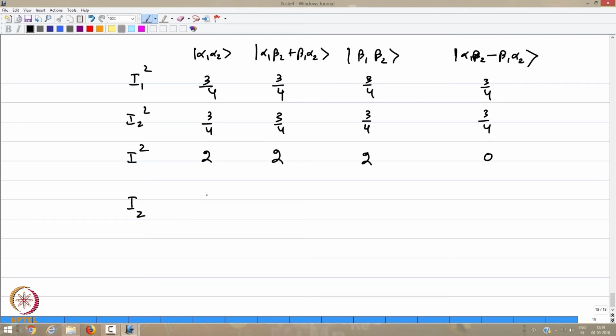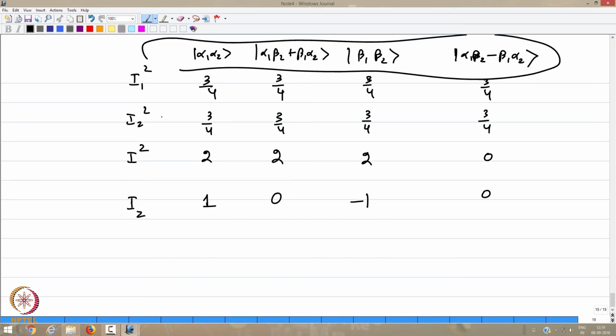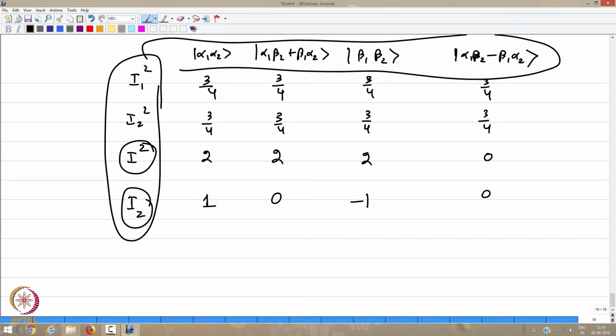And Iz on alpha 1 gives you 1 times the state, Iz on the state gives you 0, Iz on the state gives you minus 1 times the state, and Iz on the state gives you 0. Therefore, you see that these 4 are eigenfunctions of these 4 operators. And this contains the sum of the angular momenta, both the components as well as the total angular momenta, and therefore, this is called the coupled basis.